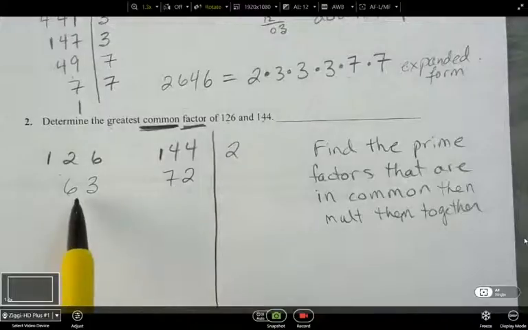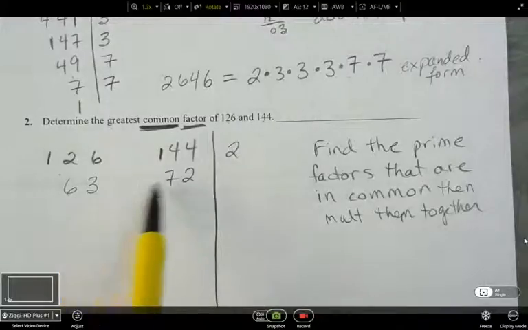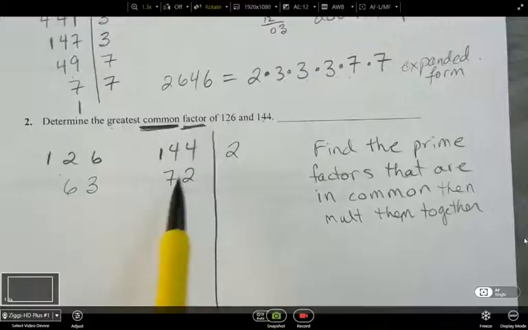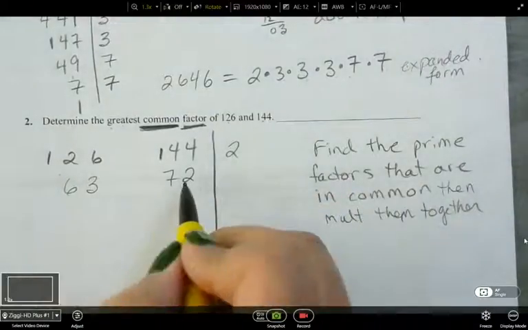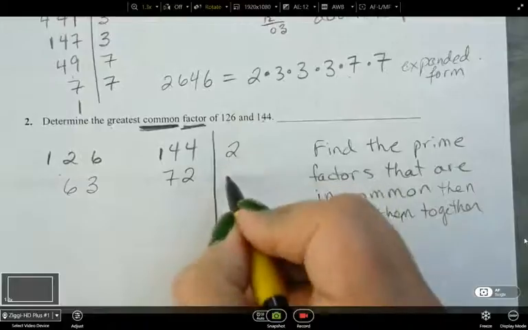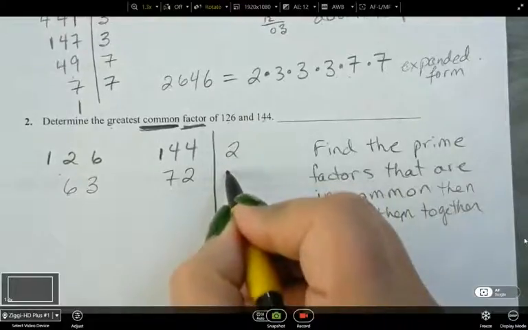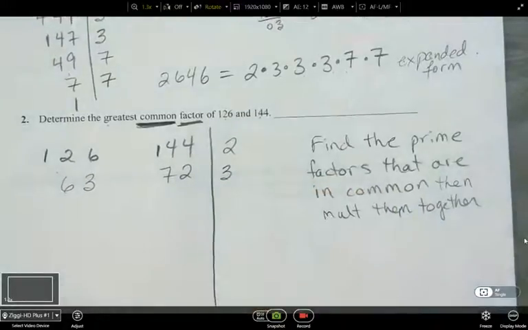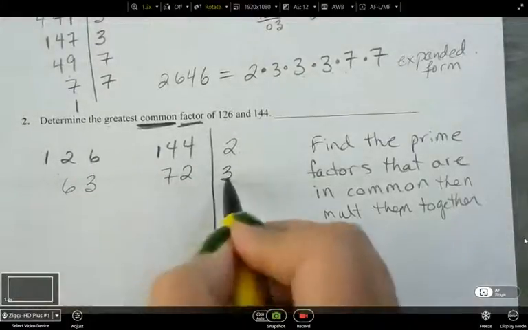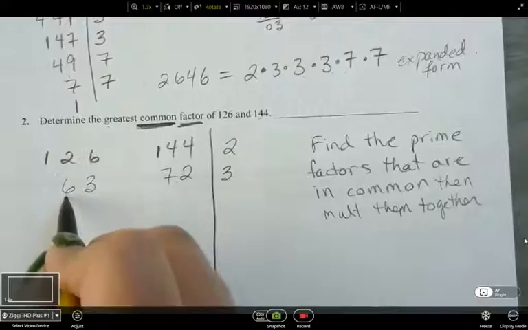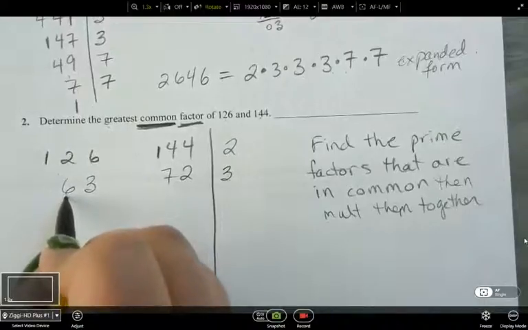Is it a 2? No. Could it be a 3? Yeah. Well, there's no 2 left, so it can't be a 6. Okay, so it could be a 3. Someone yelled out 9, and I'll show you why you're correct also. So here, if I take a 3 and I divide it here, but 9 isn't a prime number, right? That's something you have to remember, but it'll still work out.